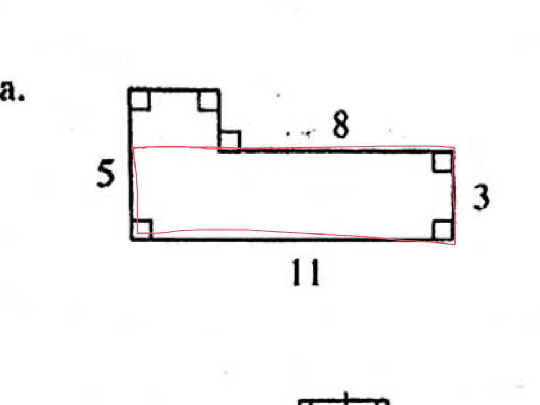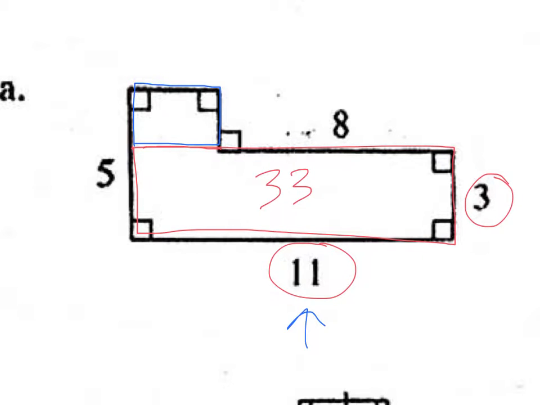For instance, if we look at this rectangle, it's got dimensions of 11 by 3. The area of that red rectangle, we would multiply 11 times 3 and get 33. Now if we were trying to find the area of this rectangle, 11 minus the 8 would give us this dimension right here.